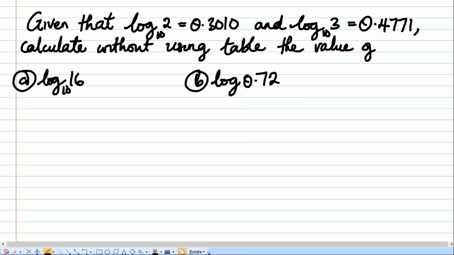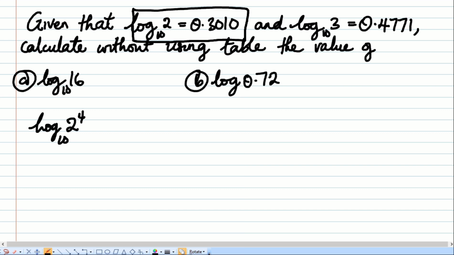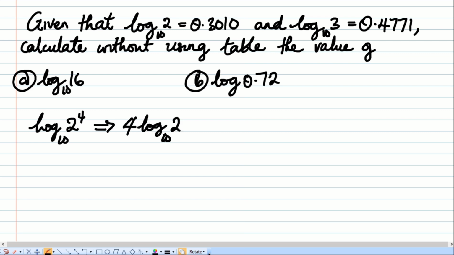So that means I can replace log to the base 10 of 16 and write it like this. I can write it as log to the base 10 of 2 raised to the power 4, because 16 is the same thing as 2 raised to the power 4. Why I'm changing this to 2 is because from the question we are given the value of log to the base 10 of 2, as you can see there. So that's why it's necessary to take this step. Now from the power law of logarithms, I can rewrite this to mean 4 times log to the base 10 of 2. This is true from the laws of logarithms. This is the power law.